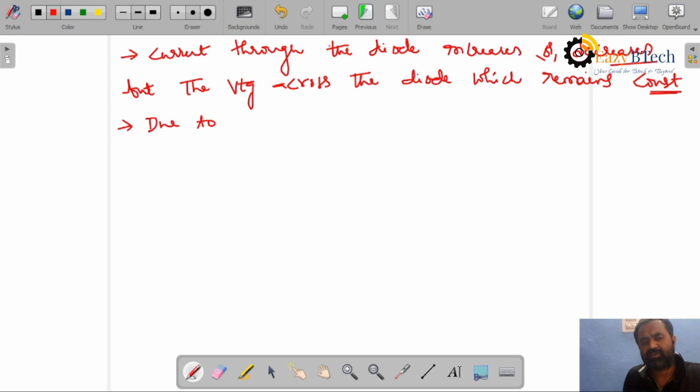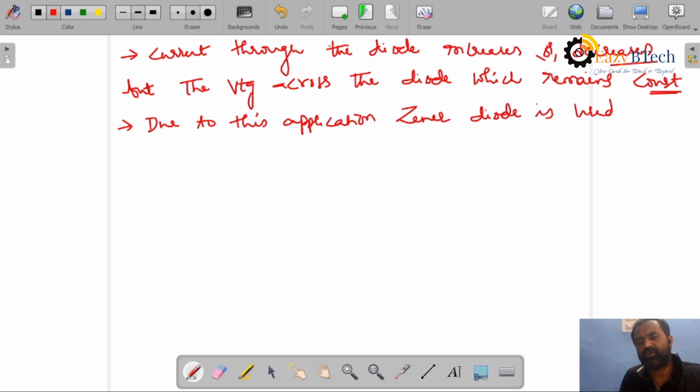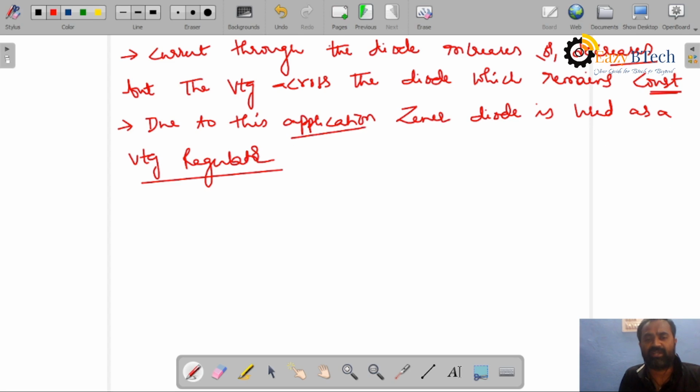Due to this application, Zener diode is used as a voltage regulator. Current through the diode increases or decreases, but the voltage across the diode remains constant. Due to this application, Zener diode is used as a voltage regulator.